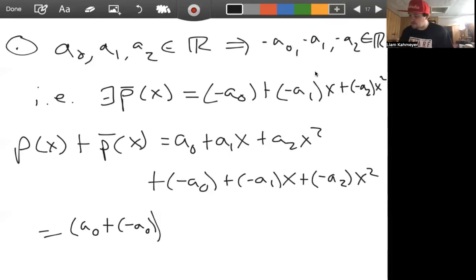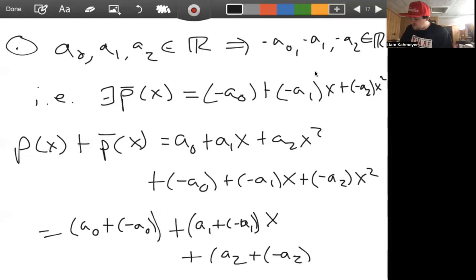So that's important to note. It's tough to start to realize how much freedom you're losing or how much you can no longer take for granted when you start to step into these more abstract settings. So what this is going to be then is A1 plus negative A1 X and then plus A2 plus negative A2 X squared. And we do know that over the reals, every element has an additive inverse. And so we get that this is equal to 0, right?